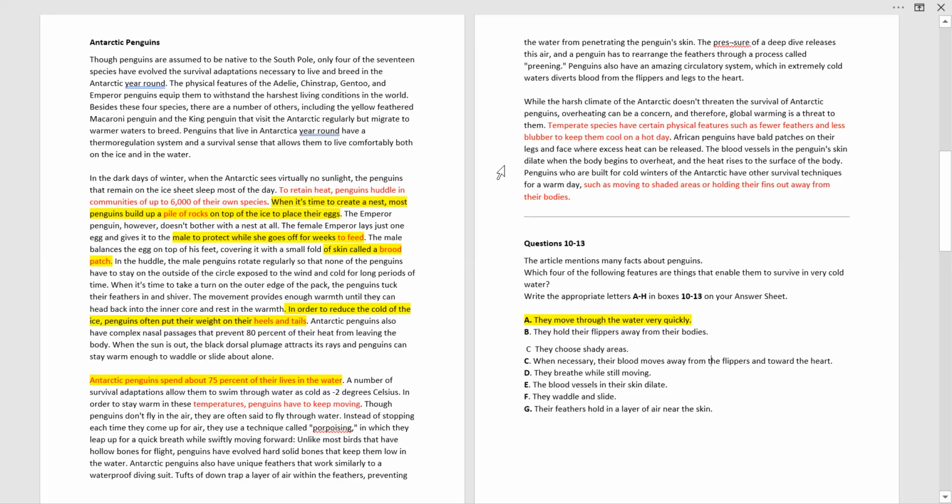Penguins built for the cold winters of the Antarctic have other survival techniques for a warm day, such as moving to the shaded areas or holding their fins out away from their bodies.